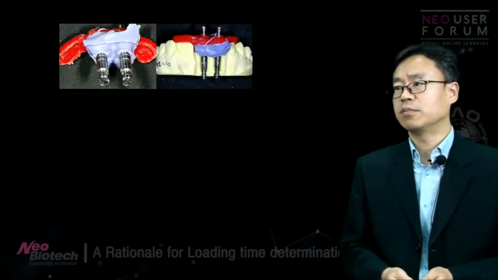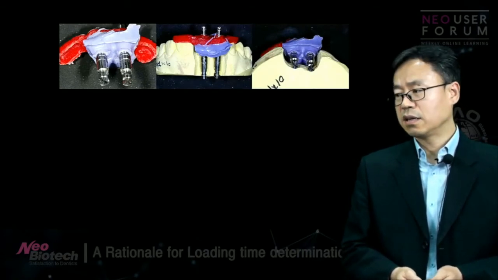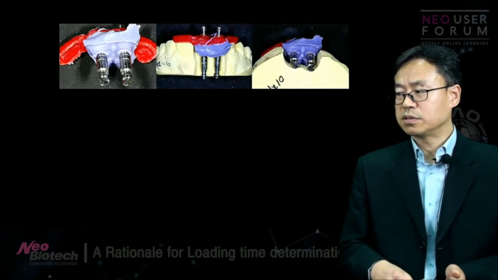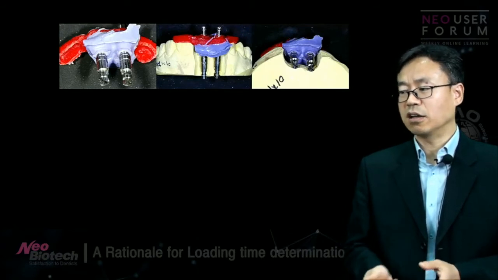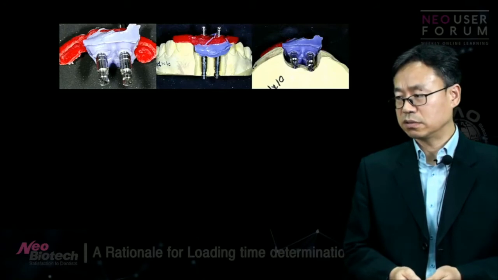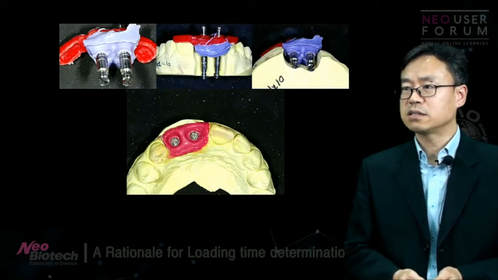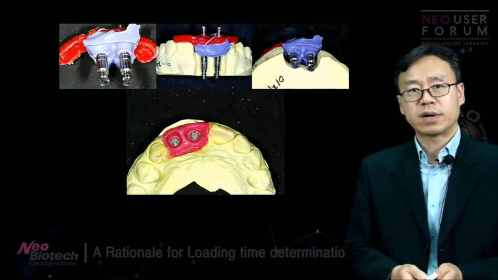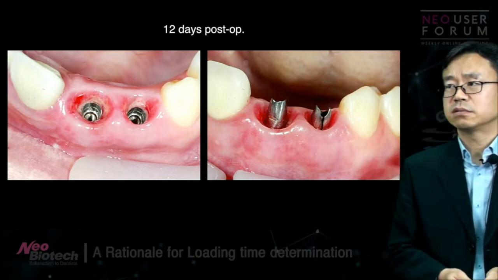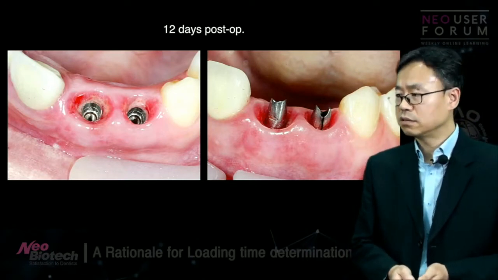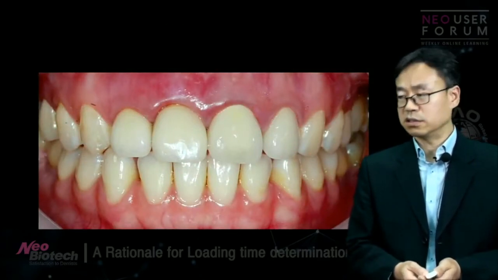Again, for the prosthetic process, I changed the diagnostic model again, this time with something like the peri-implant gingiva material. So this is the final working cast on which I made the final prosthesis. And this is less than 2 weeks from the extraction and placement of the implant. And this is what it looks like from the front.